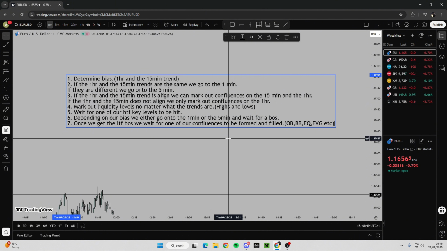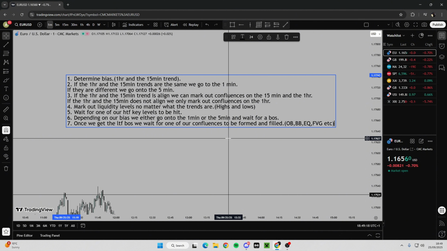Now, let's just run over this. I'm pretty sure I haven't missed anything, but this is my first time teaching. Or I'm not really teaching, because I'm not profitable, but this is my first time basically explaining fully what I do. So, determine bias. How do we determine bias? We look at the 1 hour and the 15-minute trend. If the 1 hour and the 15-minute trends are the same, we go to the 1 minute. If they are different, we go on to the 5 minute.